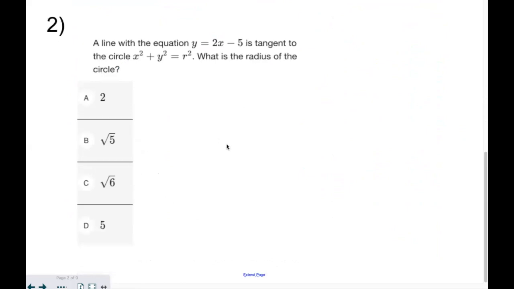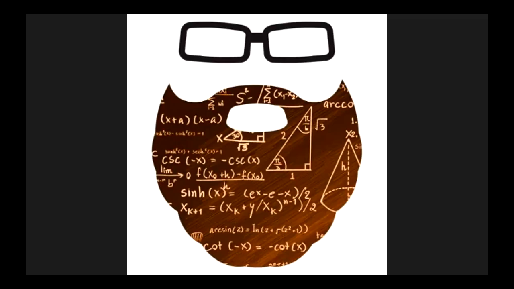Here we have one that's really, really good for Desmos. What it means for a line to be tangent to a circle is when it intersects the circle at exactly 1 point. So what we're going to do is we're just going to graph these, make a slider, plug in these values for the slider, and see which one intersects the circle exactly at 1 point. So let's jump to Desmos here.